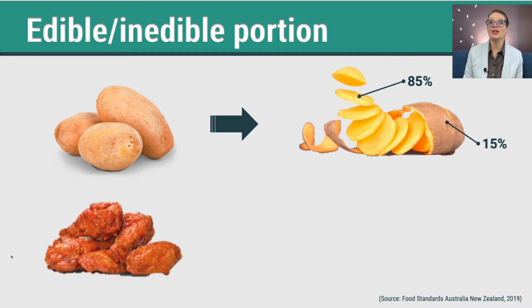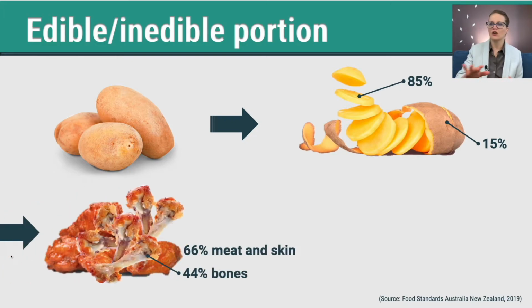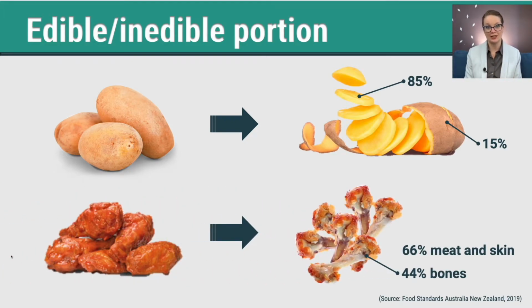Another example here is a food that is ready to eat. So here we have the chicken, and of course it's not 100% edible. So here we have 66% is the meat and skin that we can eat, and 44% represent the bones. So even when the food is ready to eat, in some cases we may need this information regarding the edible and inedible portion. So this is a very easy concept, but we need to be careful in some situations.